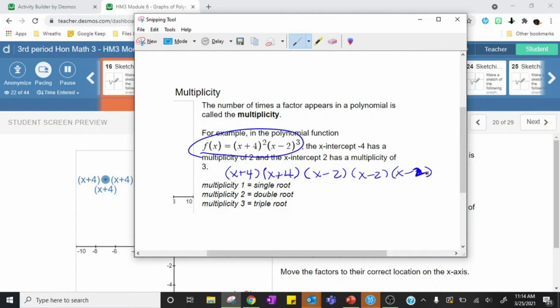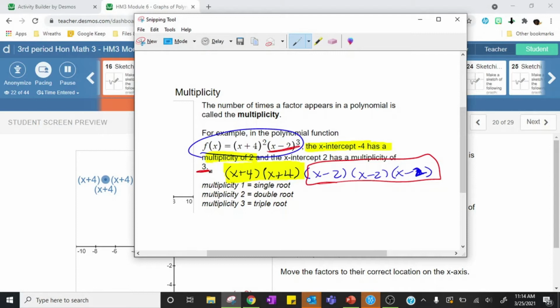All right, so multiplicity is just telling us, oh, this factor appears twice, so this x-intercept has a multiplicity of 2. Multiplicity is also telling us, hey, this factor here appears 3 times, so that x-intercept has a multiplicity of 3. All right, so if a factor appears 1 time, it's called a single root, or it has a multiplicity of 1. If a factor appears 2 times, it's called a double root. It just has a multiplicity of 2. And if a factor appears 3 times, multiplicity of 3, it's called a triple root.